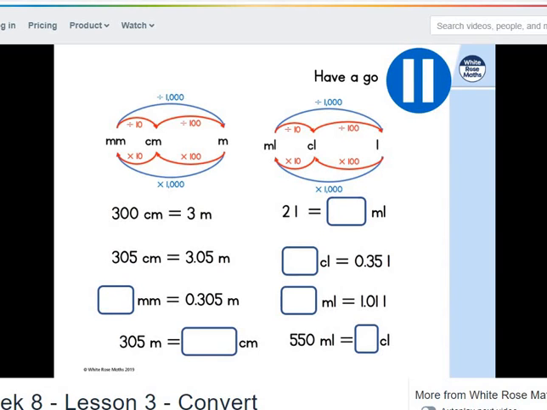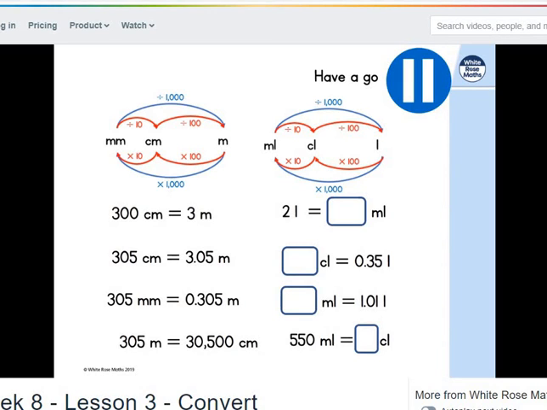The next one, from metres to millimetres, we can see we need to multiply by 1,000, which would be 305,000. And the last one, 305 metres into centimetres. Well, I need to multiply by 100, which would be 30,500.